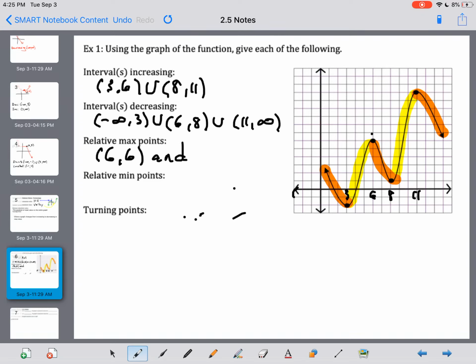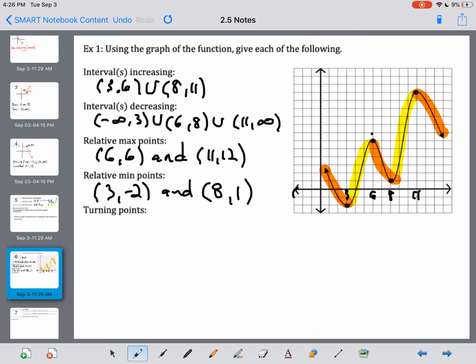And that is at 11. 1, 2, 3, 4, 5, 6, 7, 8, 9, 10, 11, 12. And relative minimum points. Again, those are like the little valleys, or where we change from decreasing to increasing. So that looks like that happens at 3, negative 2. And at 8, 1.